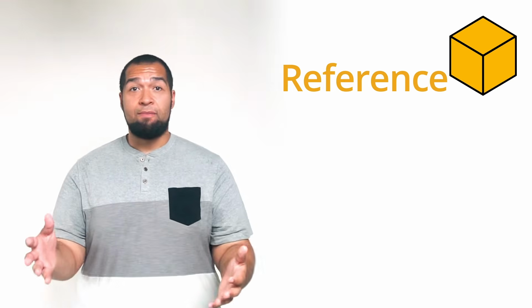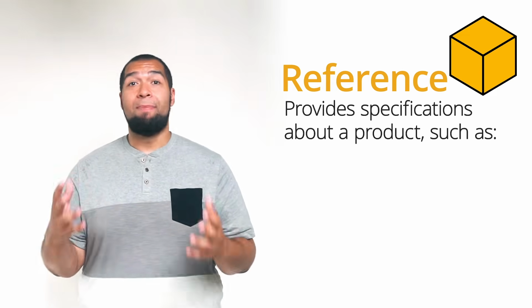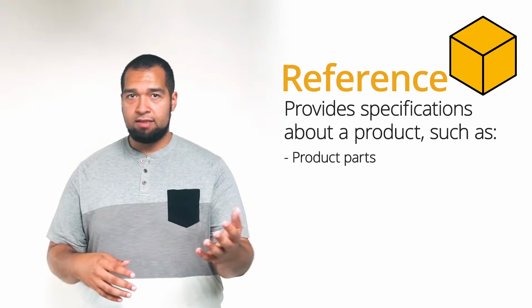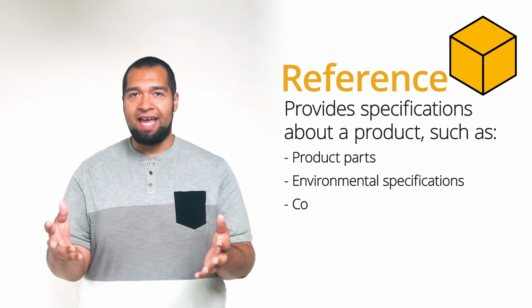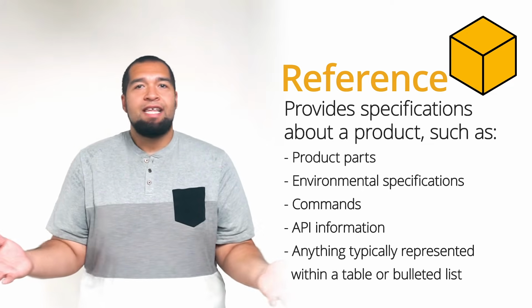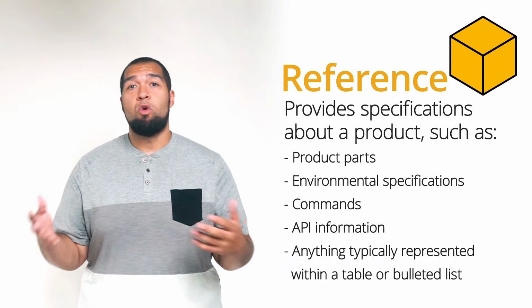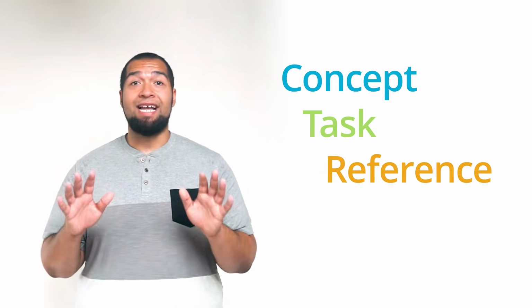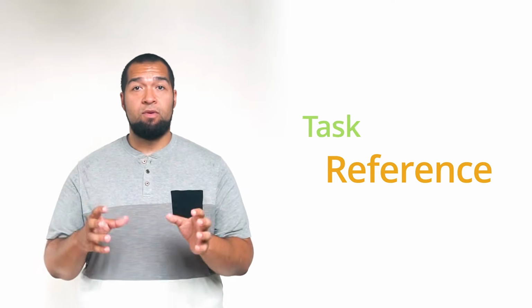The third type of topic is a reference topic. The reference topic provides specifications about the product. Things like product parts, environmental specifications, commands, API information, pretty much anything that would be represented within a table or bulleted list. All of these types of topics are a terrific method of capturing ideas into succinct components of content.